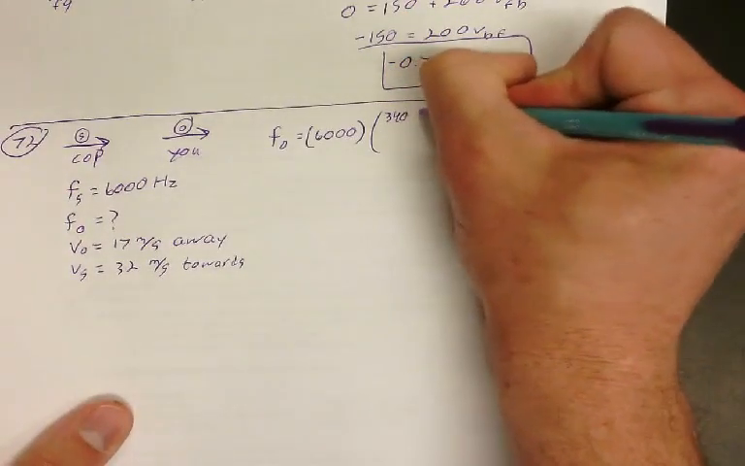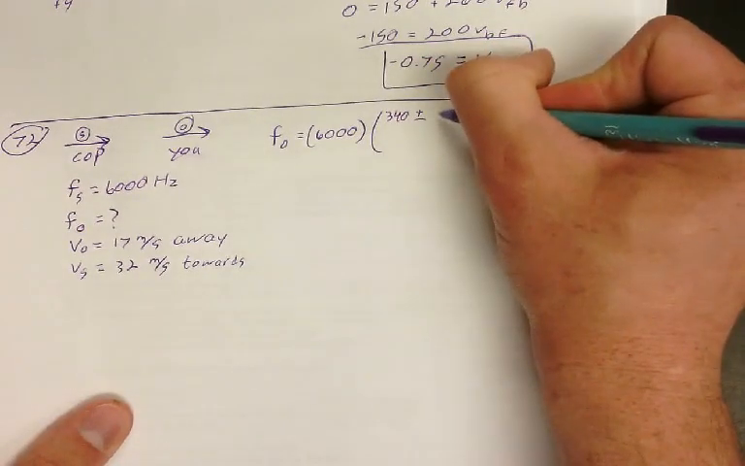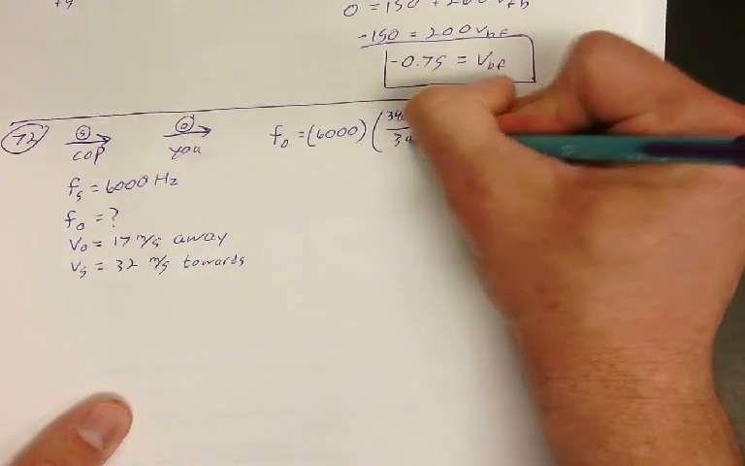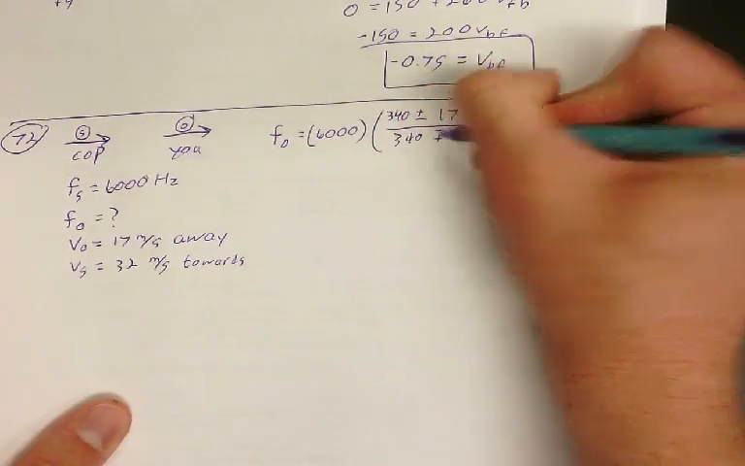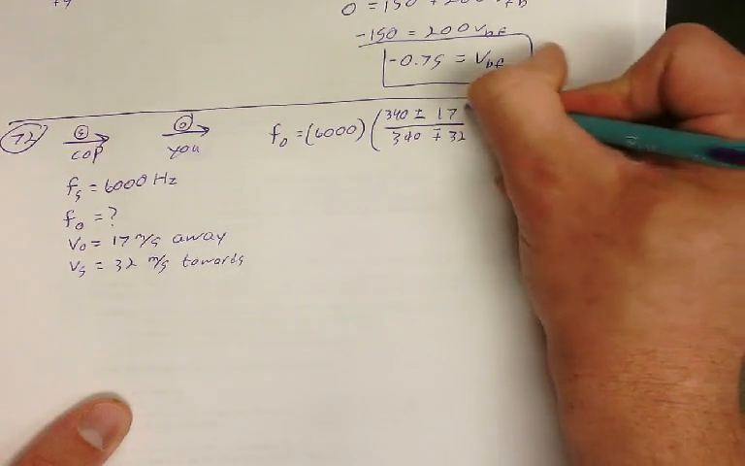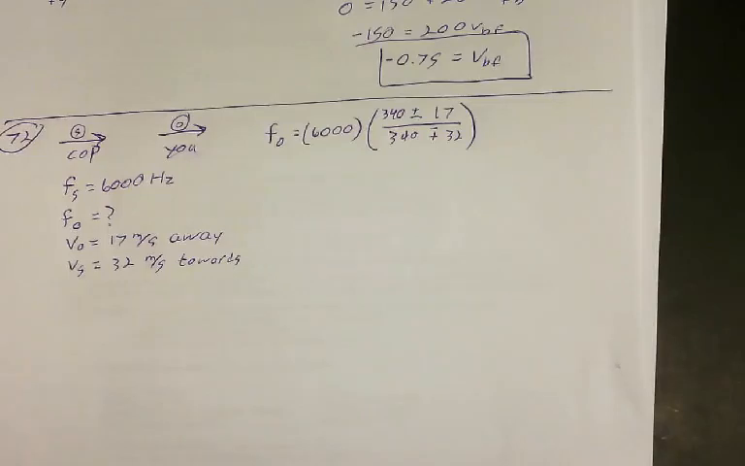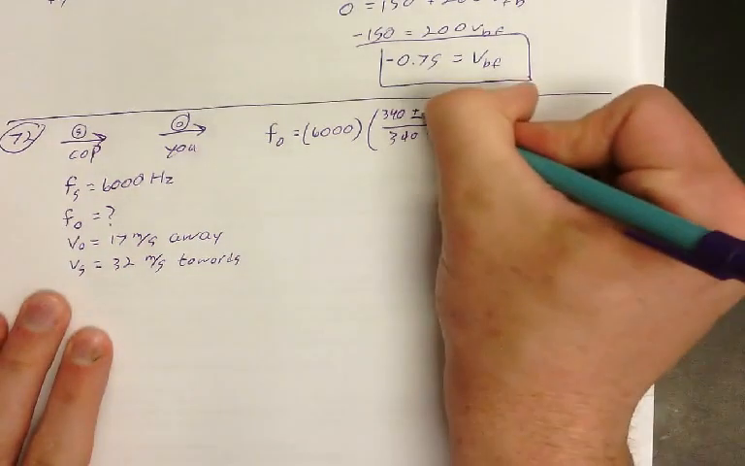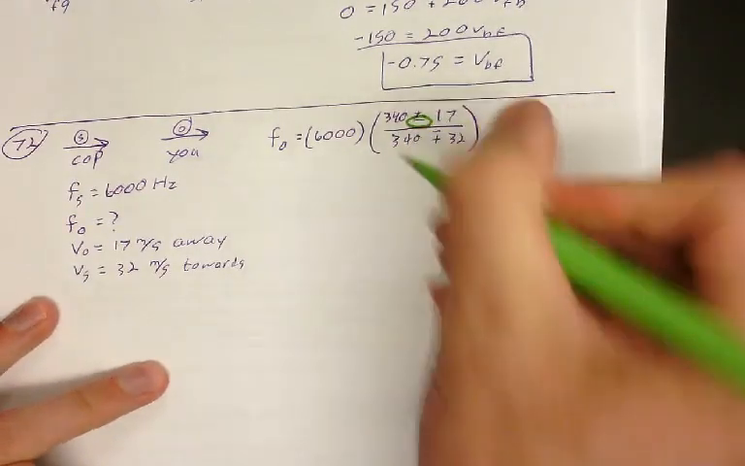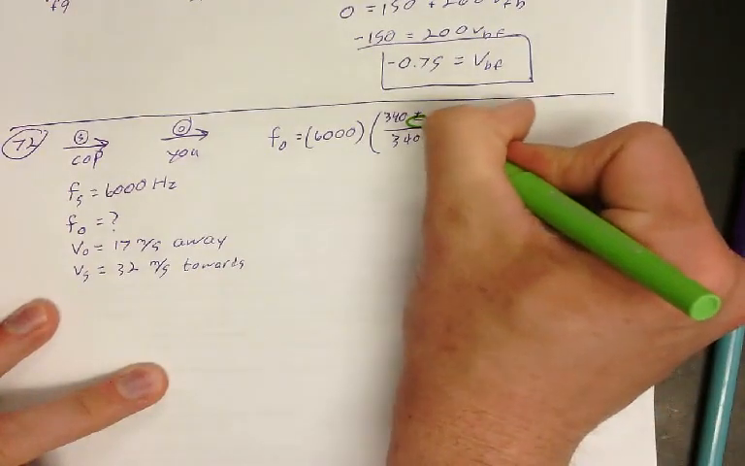So 340 plus or minus the observer speed, which is 17, over 340 minus or plus the VS, which is 32 towards. So now I've got to figure out the signs. And the way I figure out the signs is very simply: if it's towards, it's the top. If it's away, it's the bottom. So I'm going away, so I pick my bottom sign. He's going towards, so I pick his top sign.